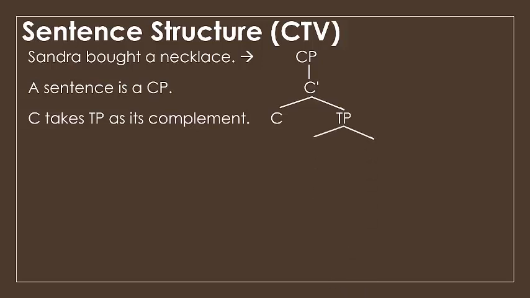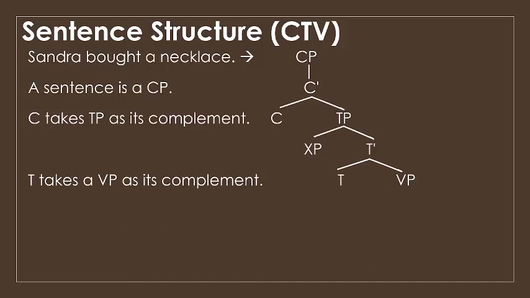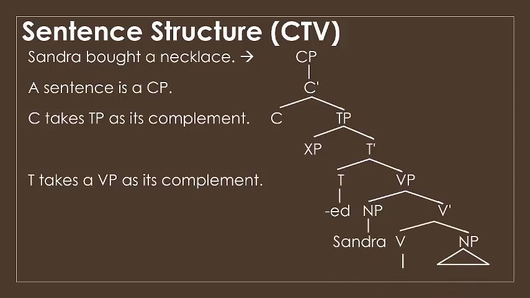And then we have TP with the XP, or an empty element, here as a specifier, and T bar. And the T bar here branches into T, the head, and the VP as the complement. So here we can say that T takes a VP as its complement. T here is ED because it's a past tense. And then the VP here branches into Sandra as a specifier, and then we have V, buy, as the head and a necklace as the complement. So this is the D structure of the sentence, Sandra bought a necklace.